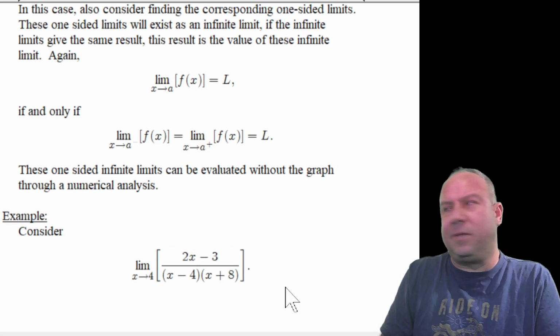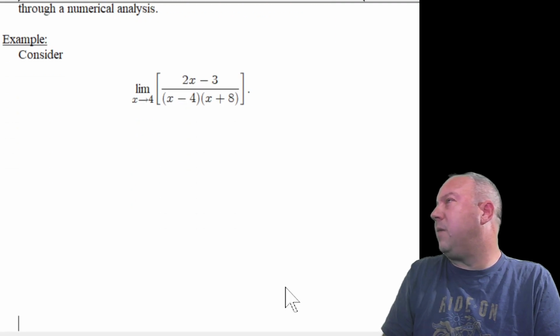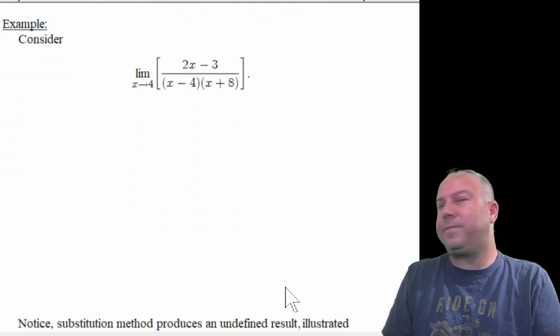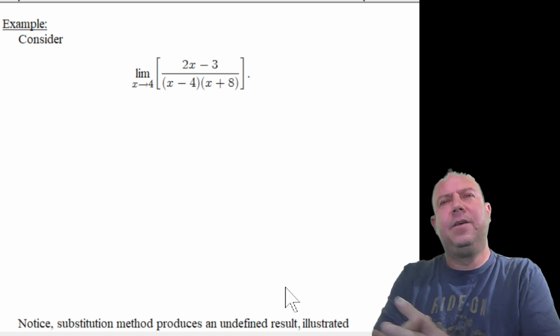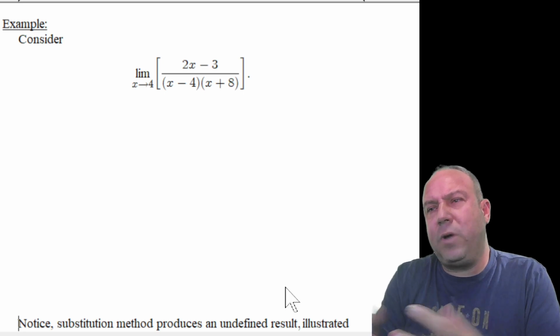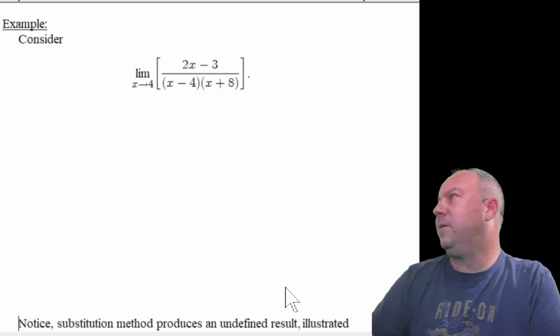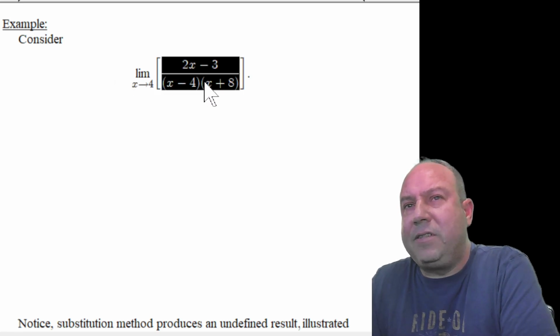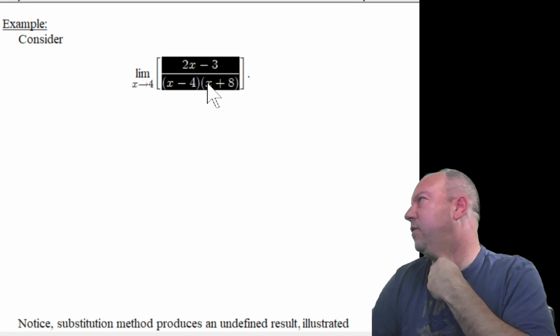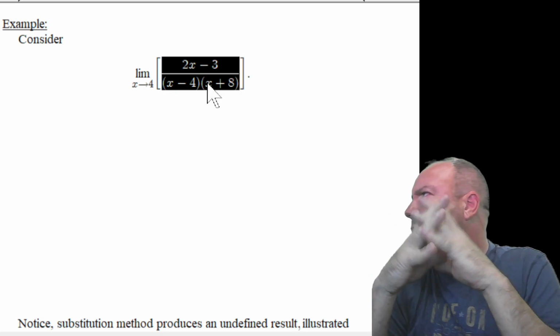We might consider this limit here. Let me just bring this example into view. We might consider the limit as x approaches 4 of 2x minus 3 over the quantity x minus 4 times x plus a. That is quite obviously a rational function, and we have seen these function types back in college algebra. And I helped you out a little bit. I wrote it in a factored form.